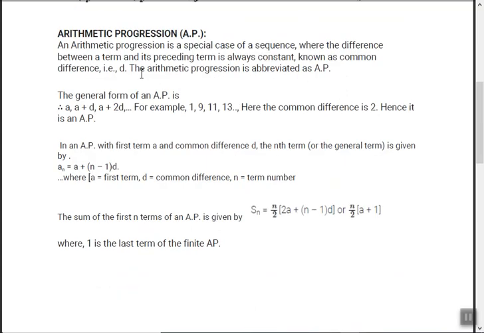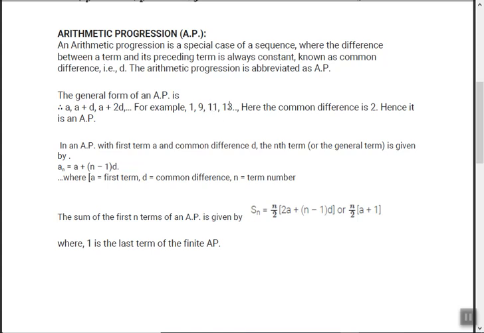So how can I write an AP? The first term is a, then with common difference d, the second term is a plus d, then the third term is a plus 2d, right? See here, for example, 9, then 11, then 13. Here, 9 plus d, where d is 2, so 9 plus 2 is 11.